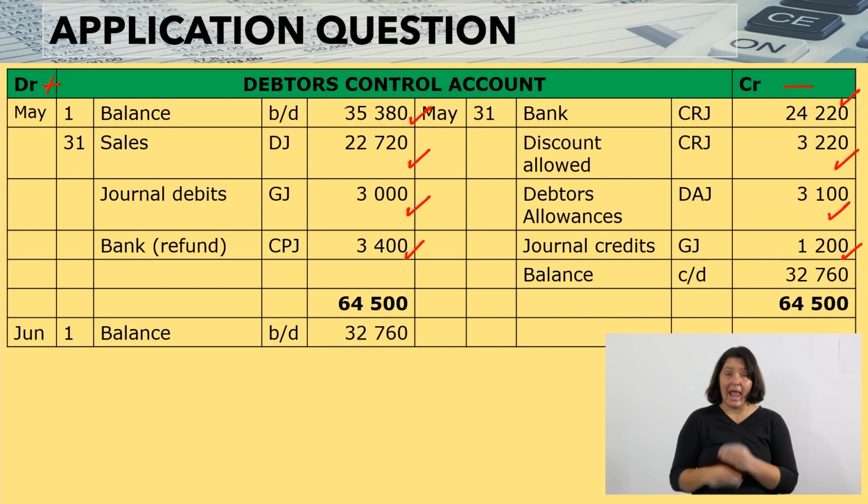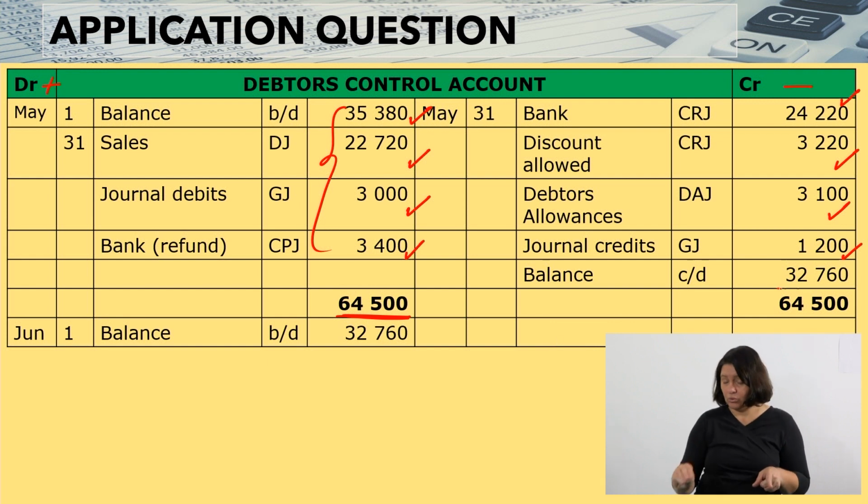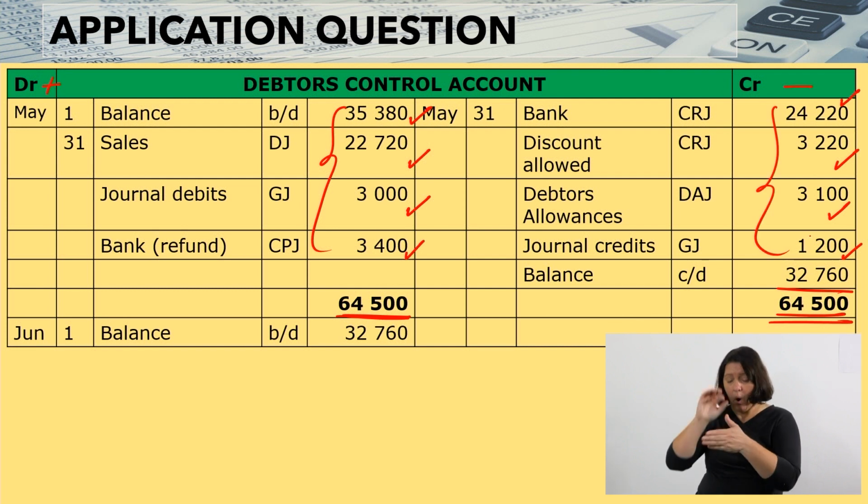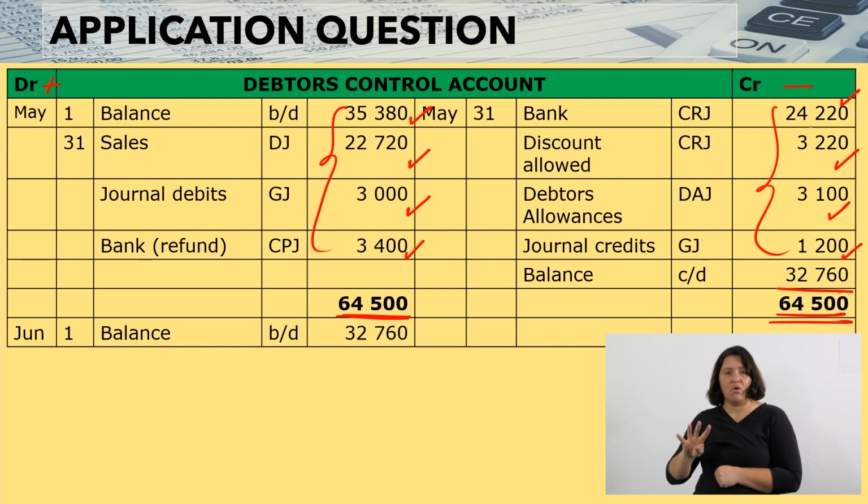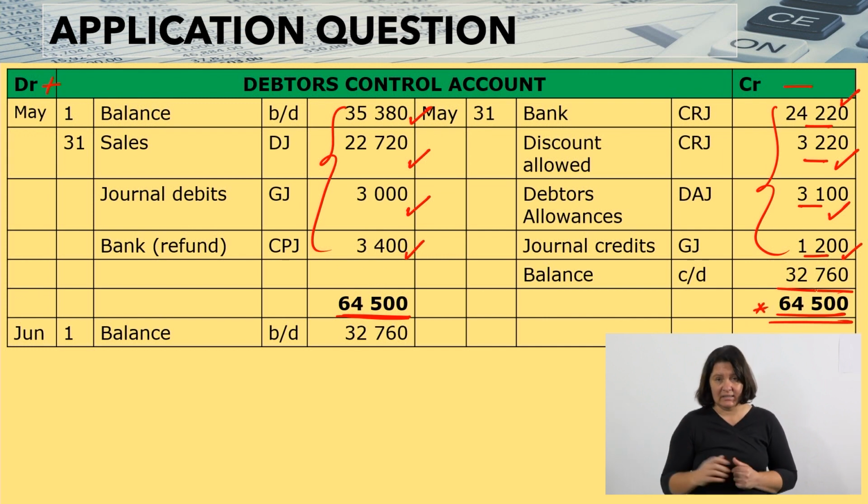When I add my debit side, I'll get 64,500. The very same amount, I put it on the credit side as well. Then I'll totalize these amounts, that is your 24,220, 3,220, 3,100, and the 1,200. I then get the difference from the 64,500. Then I remain with 32,760, which therefore becomes my balance brought down, 32,760.